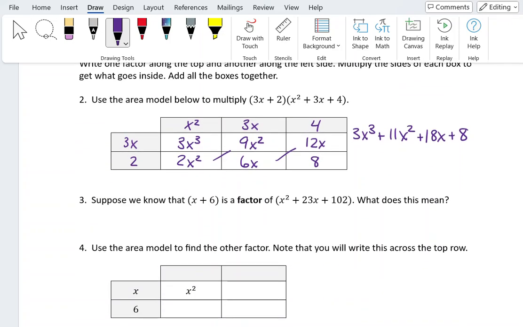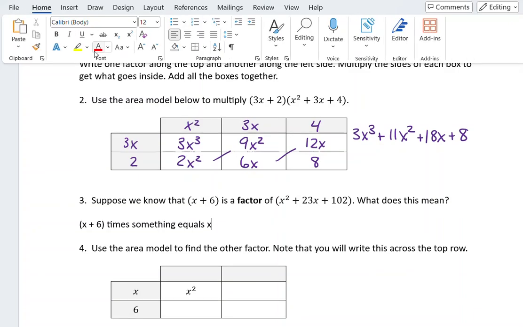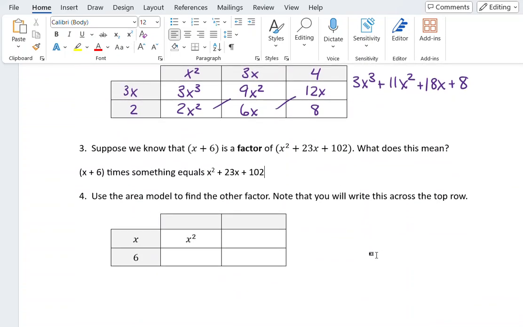Question 3 says, suppose we know that x plus 6 is a factor of x squared plus 23x plus 102. What does this mean? So if something is a factor, that means that it can be evenly divided into something else. Or in other words, x plus 6 times something equals x squared plus 23x plus 102. So what we can do is figure out what that something is.